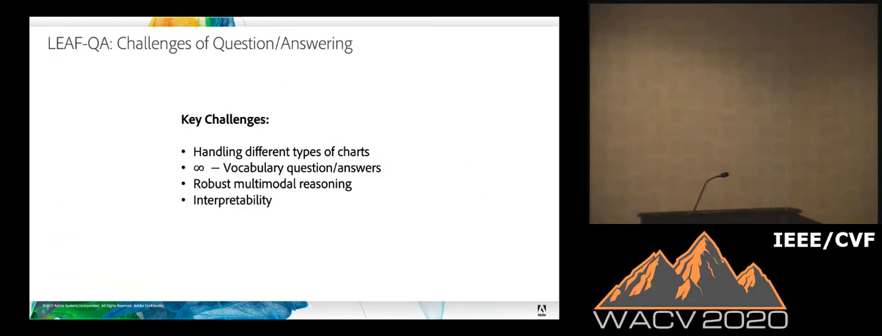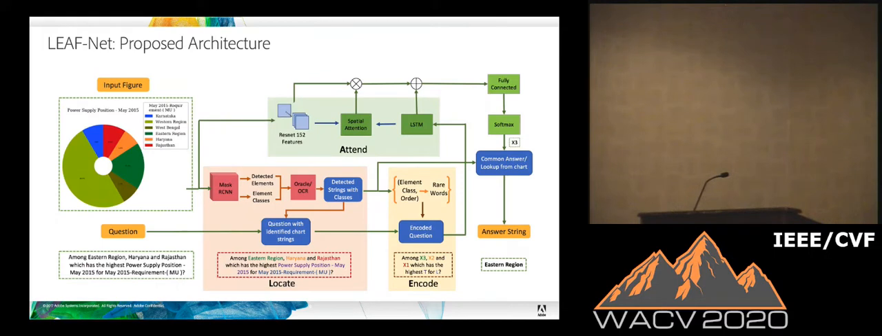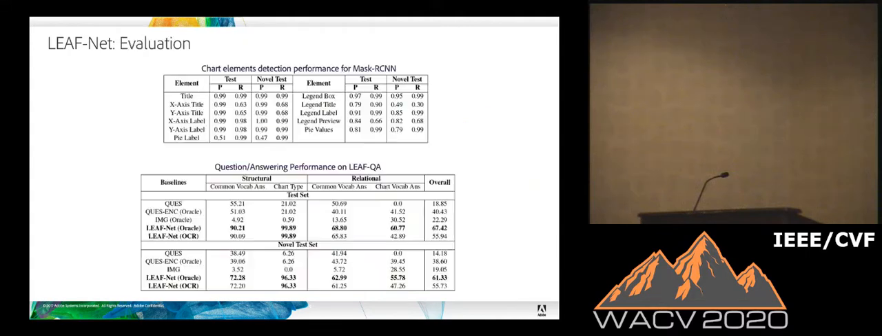These are key challenges for our LeafQA dataset, specifically handling of infinite vocabulary questions and answers. This is our proposed network for handling the challenges in the LeafQA dataset, in which the network first locates the chart elements and encodes the question string in terms of chart elements, which is then passed to the attention network for question answering.